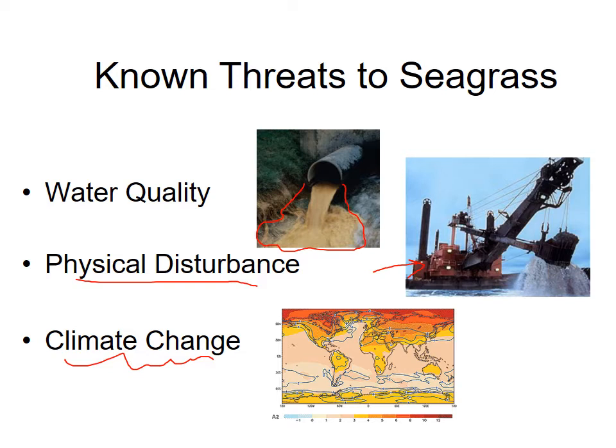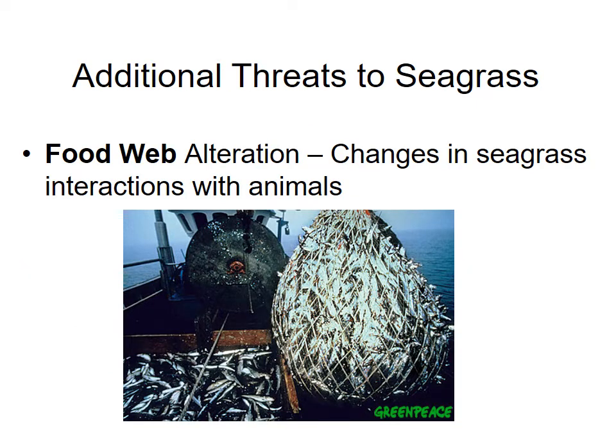Potentially the expansion of tropical seagrasses could make up for that, but that's a question that's kind of up in the air. Another threat to seagrass is food web alteration. So this means that changes in the animal community in coastal waters can ripple through the food chain down to seagrass beds via these chain reactions, interactions of the predators with prey, and that might actually affect seagrass in harmful ways.